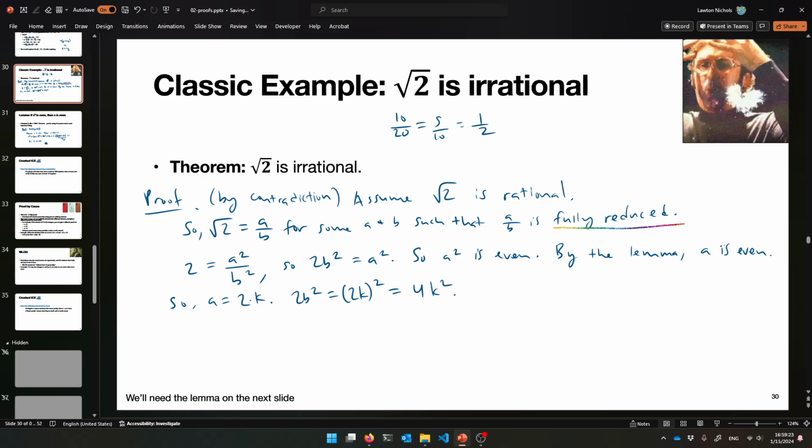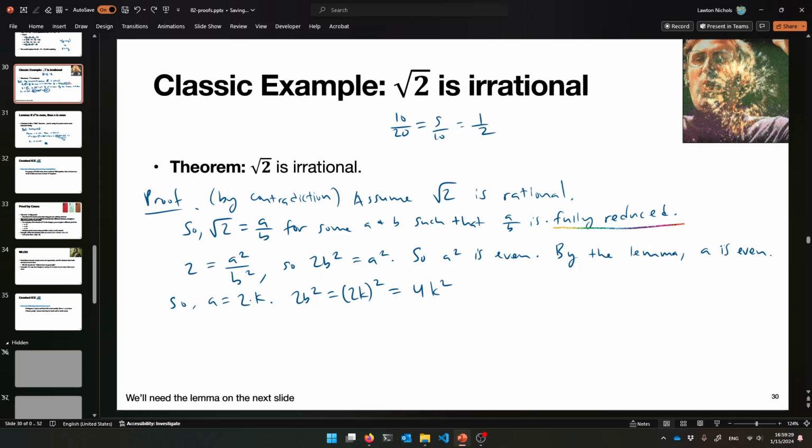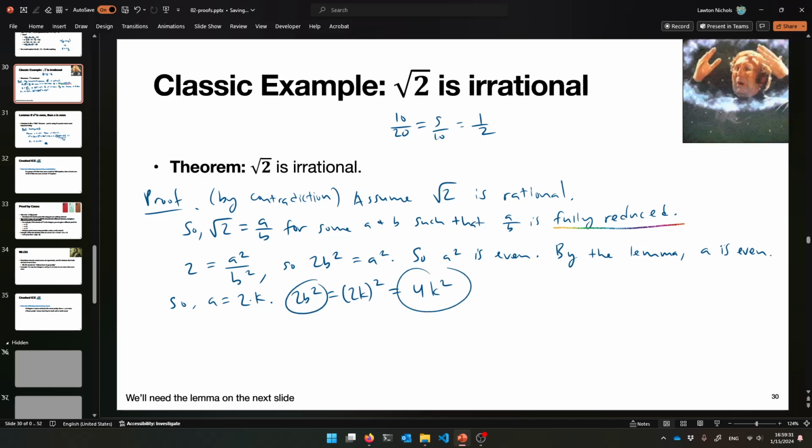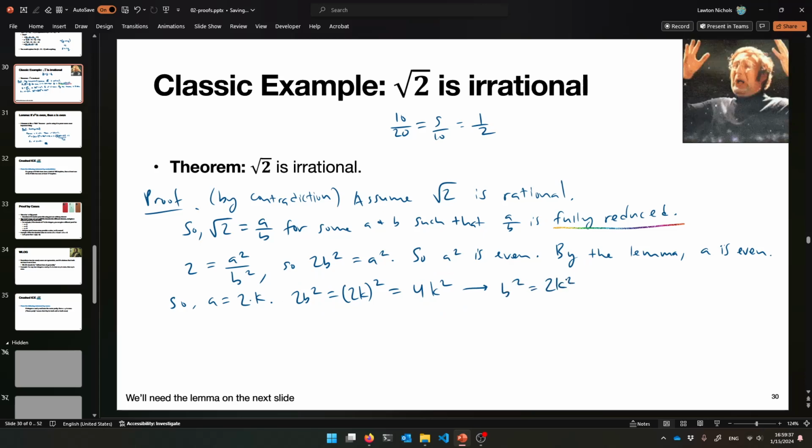And so I have that 2b squared is equal to 4k squared. Cool. If I divide this equation by 2, what do I have? That gives me that b squared is equal to 2k squared. All right, you see that? What do you know? b squared is equal to 2 times a number. So b squared is even.